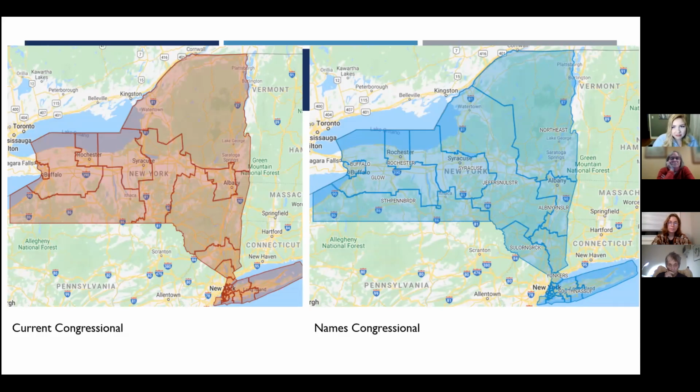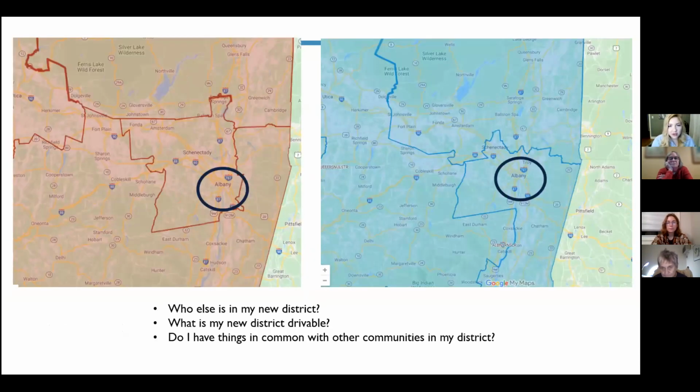I'm in Albany. So my district is kind of at the center of the current congressional and kind of towards the right side of the names congressional map. So here I've zoomed in, and I'm zoomed in on where my new district is. And I've made the circle a little bigger than where my house is because I want to include some areas I like to shop, I like to go to, my friends live over here. I want to include that too. So here's what I'm asking myself. Who else is in my district? Is my district drivable? Do I have things in common with these communities?